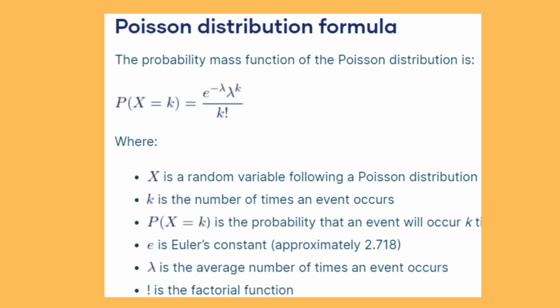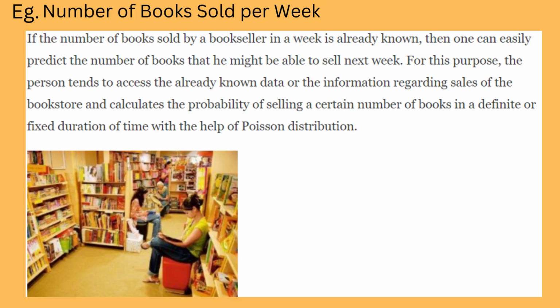Here is the Poisson distribution formula. The probability mass function of the Poisson distribution is P(X = k) equals e raised to minus lambda, lambda raised to k, upon k factorial, where the parameter lambda is given by, for example, the number of books sold per week. Here you can see the number of books is the parameter of the Poisson distribution.